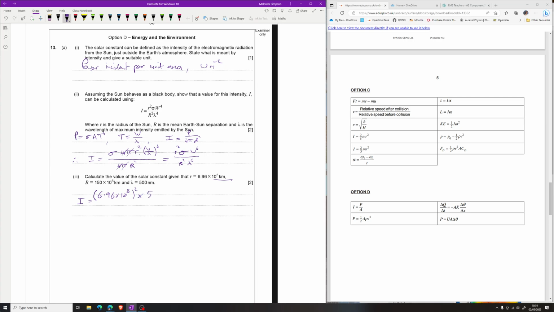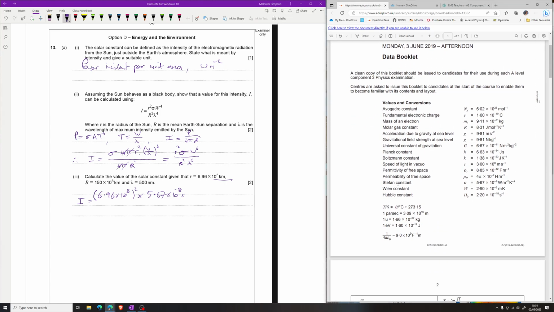Multiplied by sigma, the Stefan-Boltzmann constant, 5.67 times 10 to the minus 8. W is Wien's constant and is 2.9 times 10 to the minus 3. If in doubt, why wouldn't you check? That is power 4. All over, and then this squared, 150 times 10, and again, I'm going to put it into meters, so that's times 10 to the 9. That is also squared, and then times lambda to the 4. I'm going to put lambda into meters as well, so 500 times 10 to the minus 9.